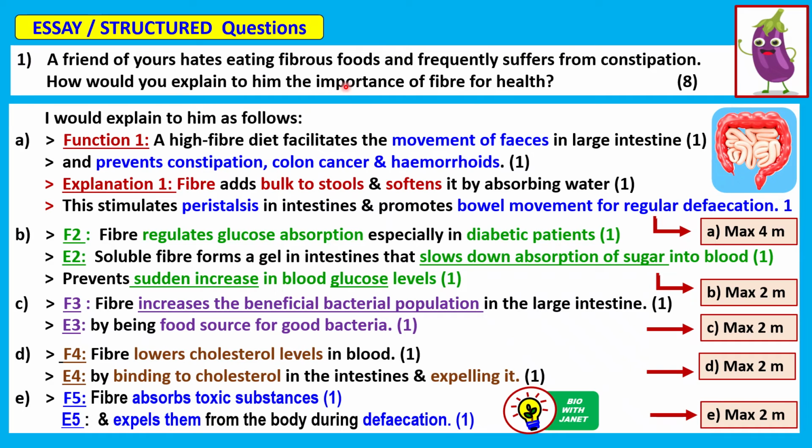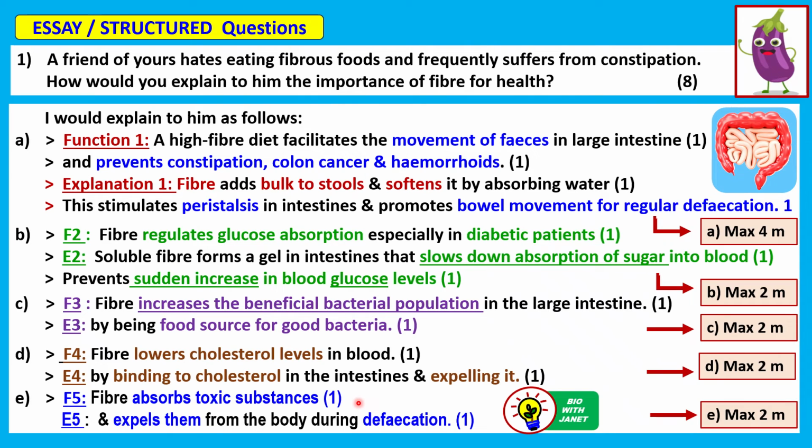Now, other importance or functions of fiber can also be mentioned because we are asked to explain the importance of fiber for health. Function number 2, fiber regulates glucose absorption, especially in diabetic patients. Explanation number 2, soluble fiber forms a gel in the intestines that slows down the absorption of sugar into the blood to prevent sudden increase in blood glucose levels. Function number 3, fiber increases the beneficial bacterial population in the large intestine. Explanation number 3, by being a food source for good bacteria. Function number 4, fiber lowers cholesterol levels in the blood. Explanation number 4, by binding to cholesterol in the intestines and expelling it.